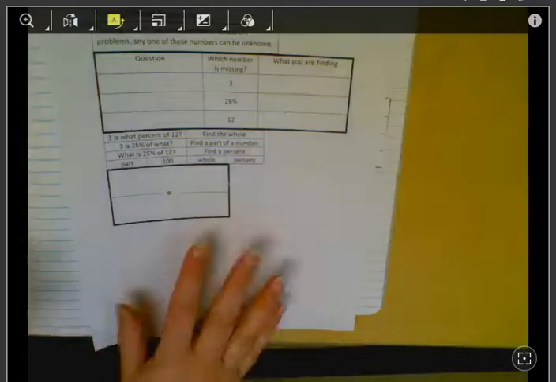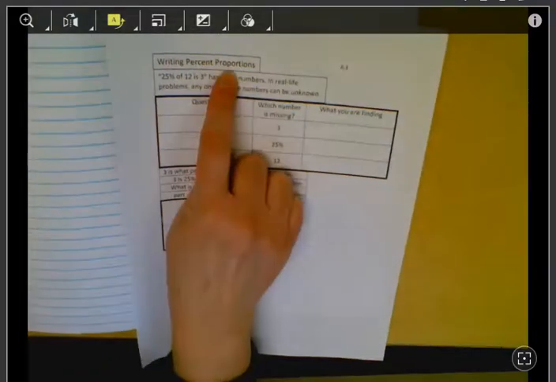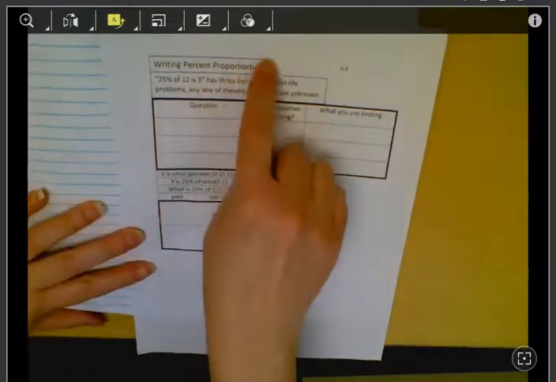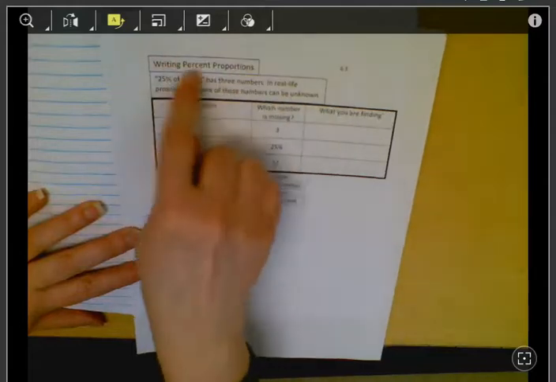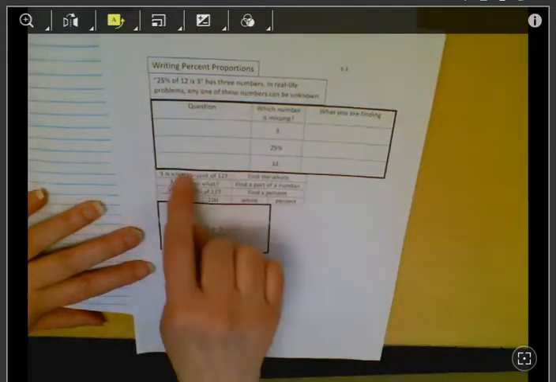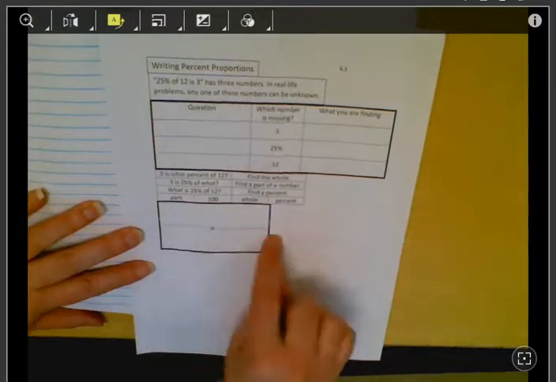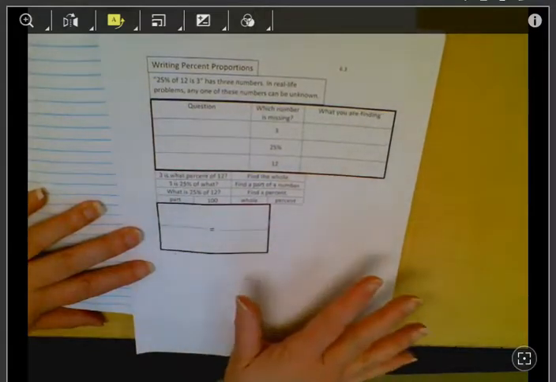Okay, our interactive notebook page for today for 6-3 is going to be writing percent proportions. And then what you're going to do is cut on the bold. So you're going to have one, this is the title, this is a question that's going to be filled into this chart. And then all of these have to be cut individually. And then this is a combined thing. There's no folds on this one, it's all just cut and put into the book.